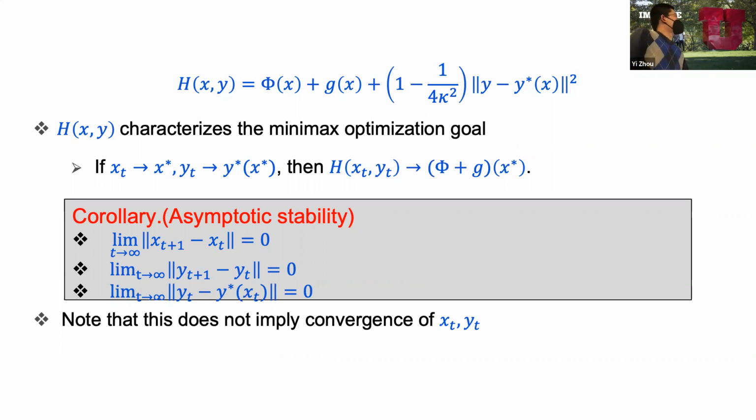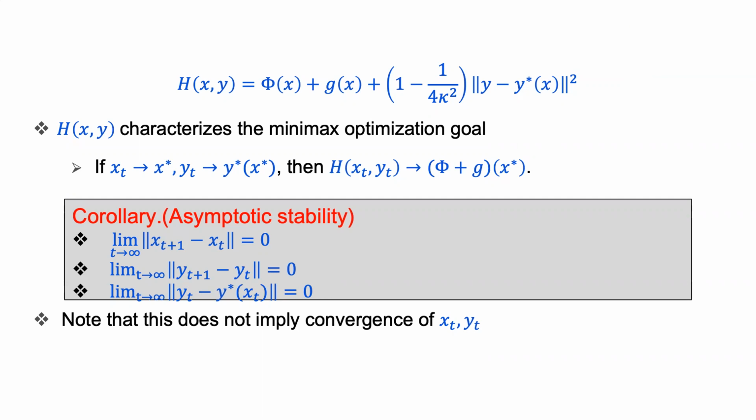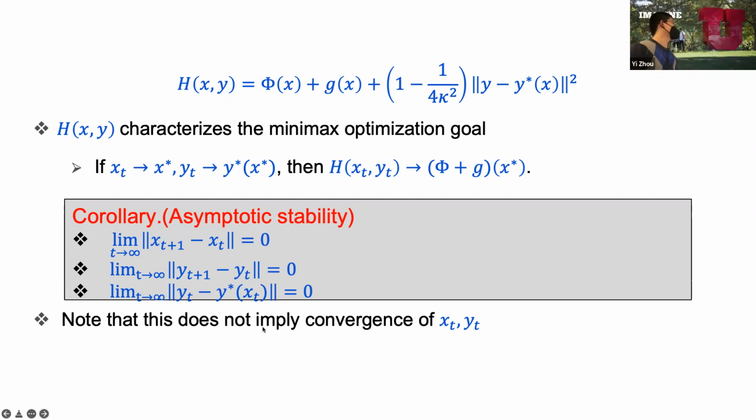So the question is, what is the assumption with regard to the function f in X? Here we just assume it is a general differentiable and non-convex function, so there's nothing special about it. And this property does not imply any convergence of these sequences.